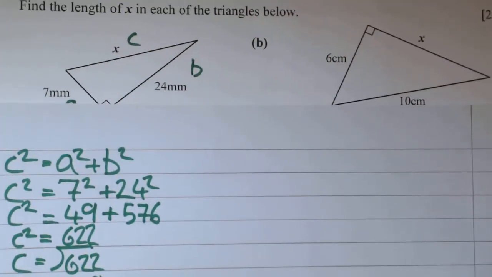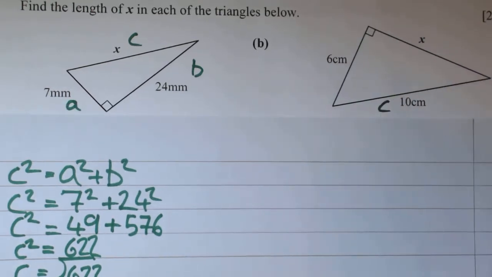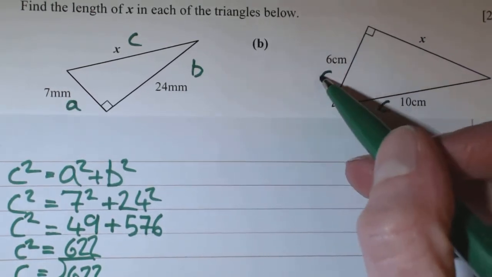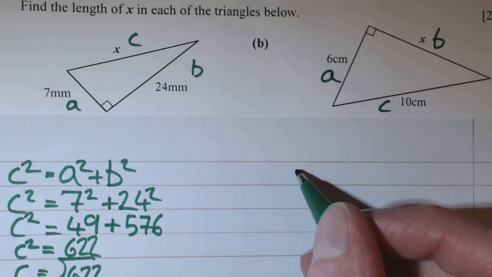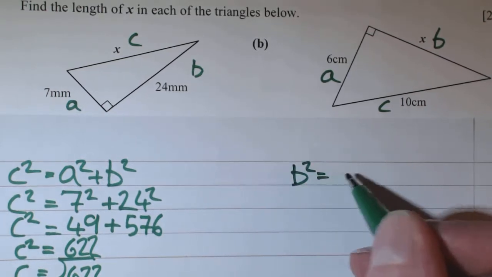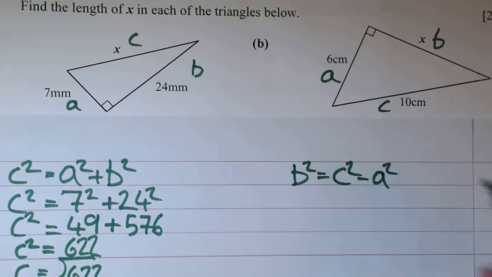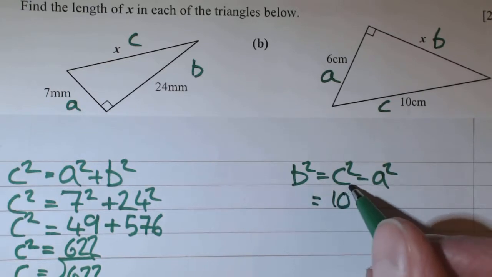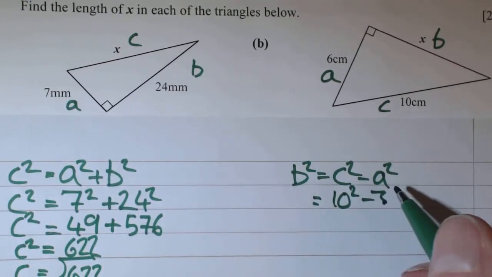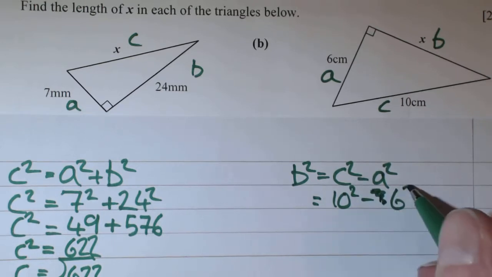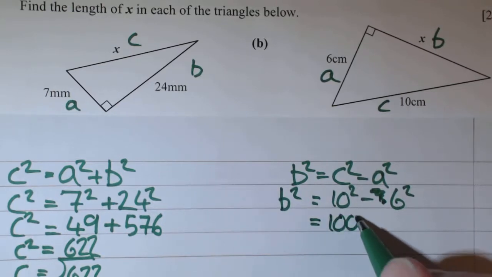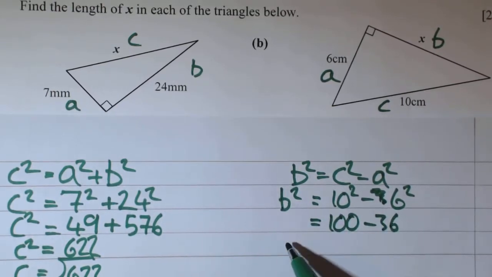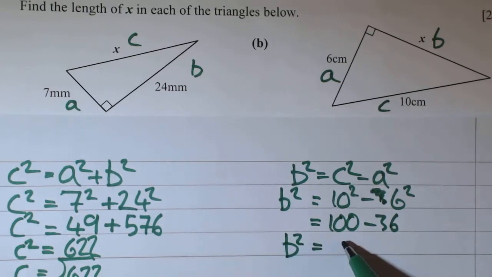Second one, we call this C, we call this A, and this one B. What we're saying is that B squared equals C squared minus A squared. So C squared is 10 squared minus, I just jumped the gun there, 10 squared minus 6 squared, and that equals 100 minus 36. So B squared equals 64.